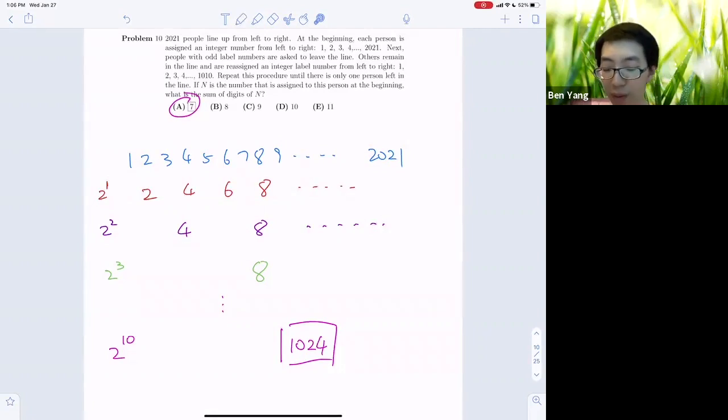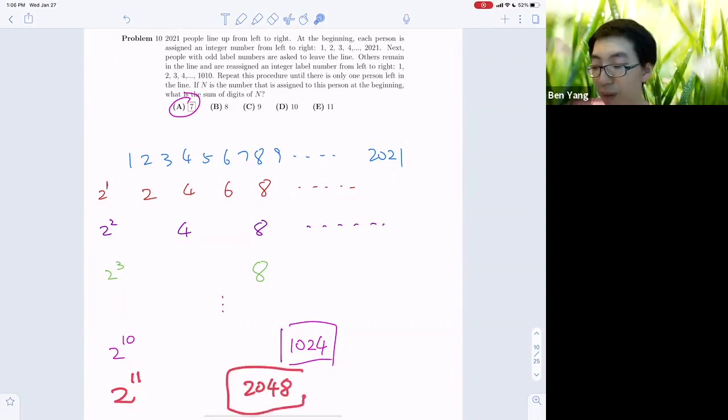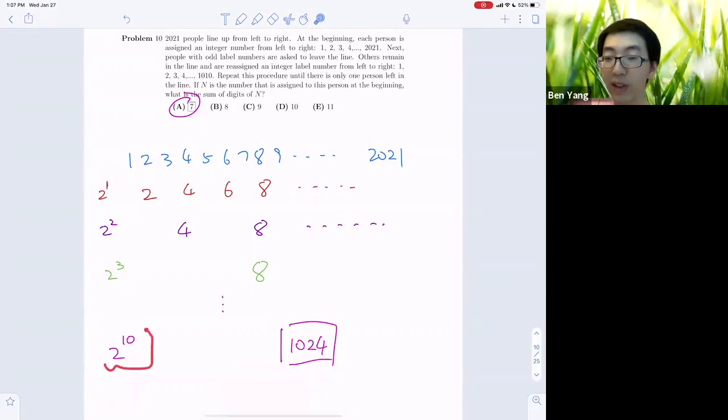The reason we stop at 2 to the power of 10 is that if we go to 2 to the power of 11, that's already 2048, which is beyond 2021. So that number is just not in our list. That's why we stopped at 2 to the power of 10.